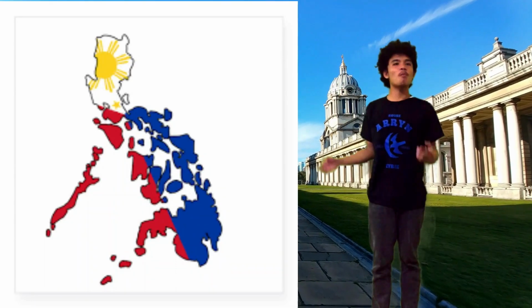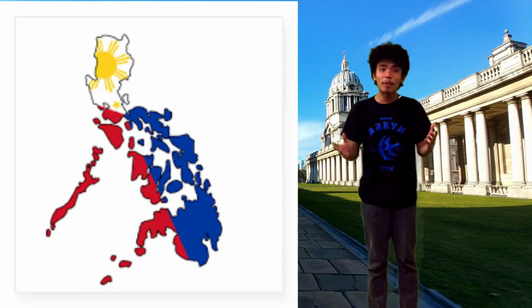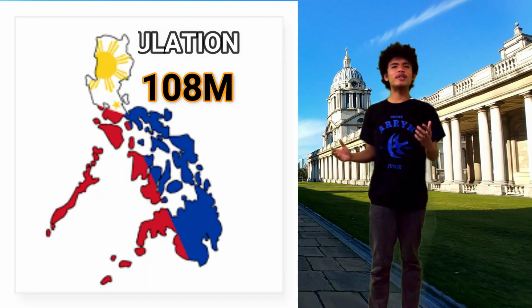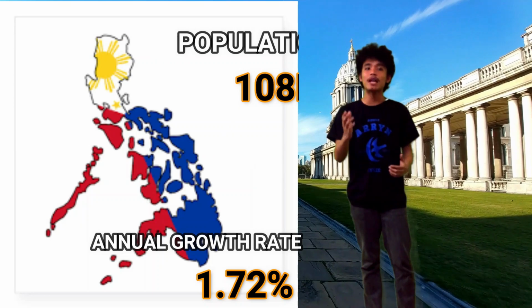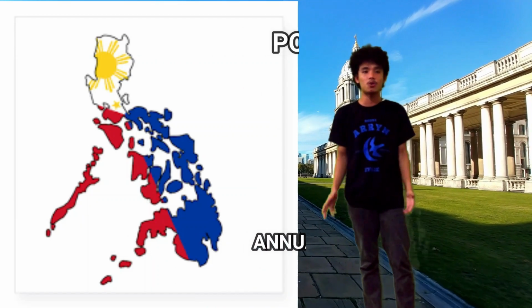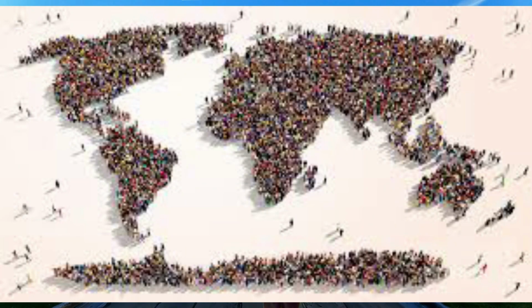These people are experiencing the effects of growing population. The Philippines ranked 13th on the most populated countries in the world, at a population of 108 million, from 106 million last year, with an annual growth rate of 1.72% from 2010 to 2015 according to the UN. But it's not just a local concern, it's a global issue. Let's talk about population growth.